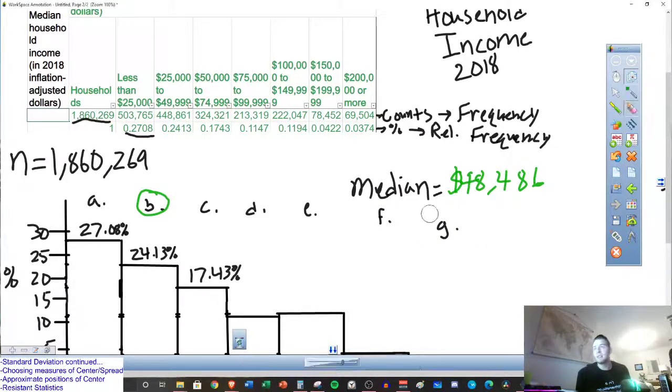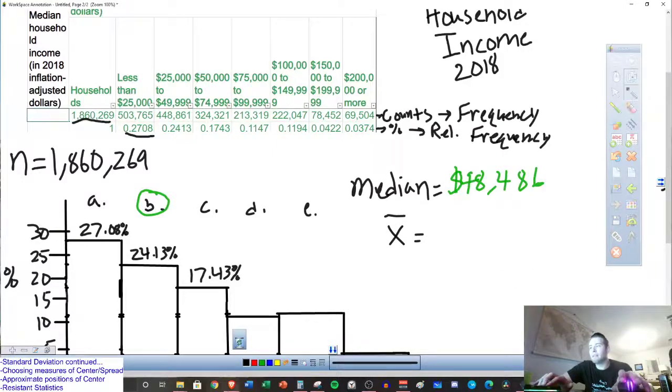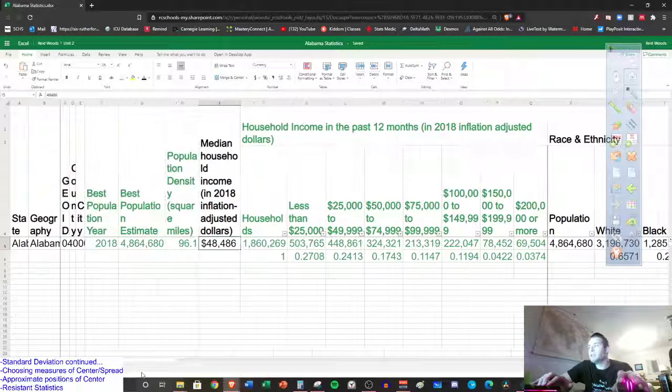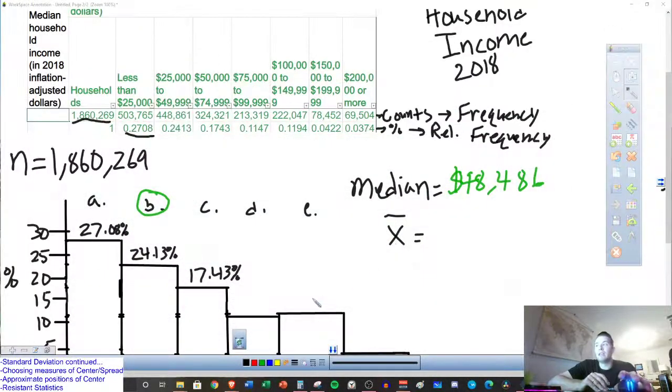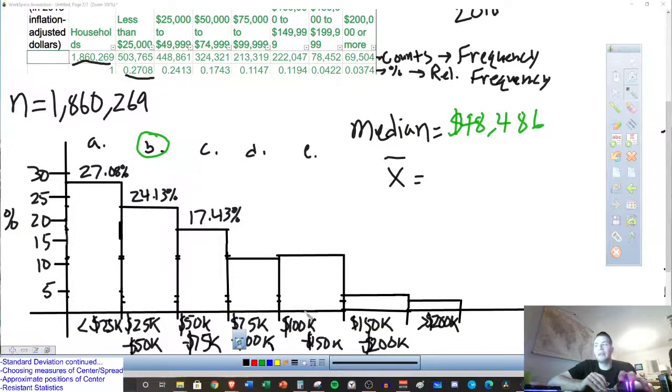Okay, so I'm going to erase these real quick. I'm going to ask this question, the mean. You'll notice that, I'm going to go back to this data set here. You'll notice that they don't put the mean anywhere, okay? They don't use mean in any of this. So let's think about that, okay? Why would they not use the mean to describe this income, okay? Why would they not do that?